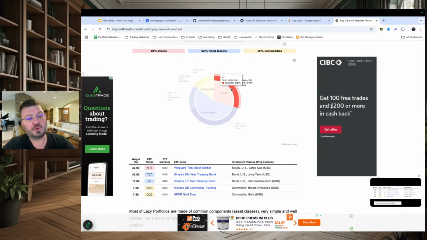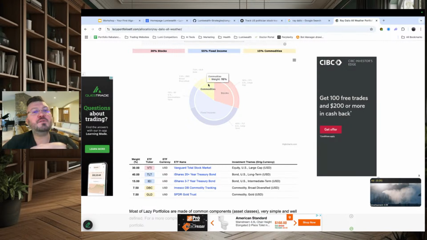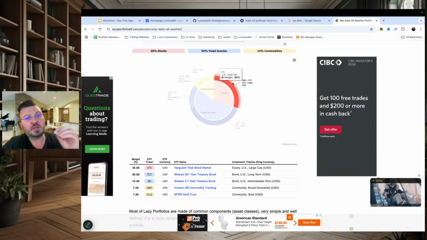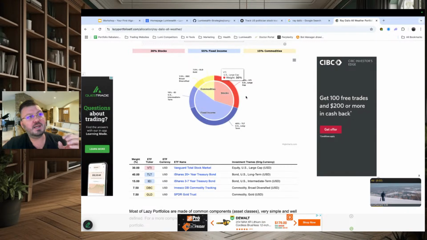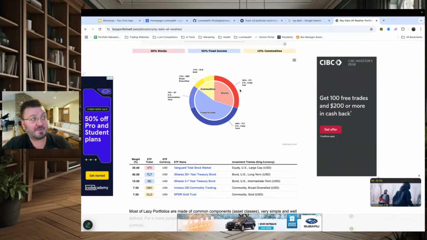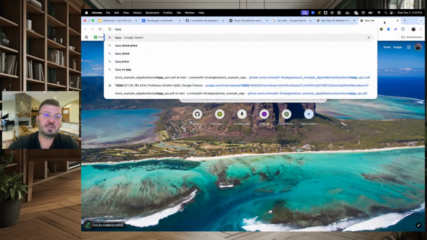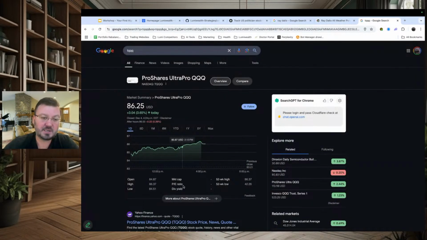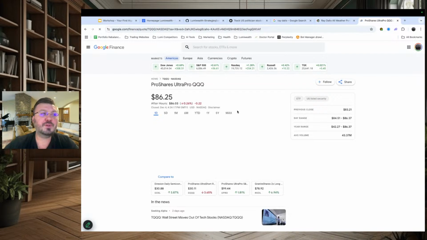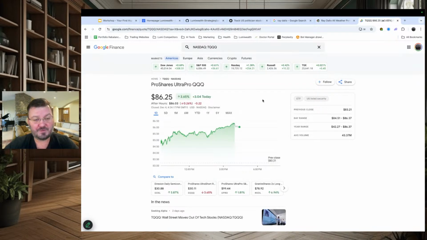So what we ended up doing was we took a modified version of his portfolio, right? We changed the weights slightly to favor stocks a little more, and we used leveraged ETFs. If you've never heard of these before, these are ETFs like the TQQQ. Here's a very interesting one. This is a triple leveraged NASDAQ ETF, okay?